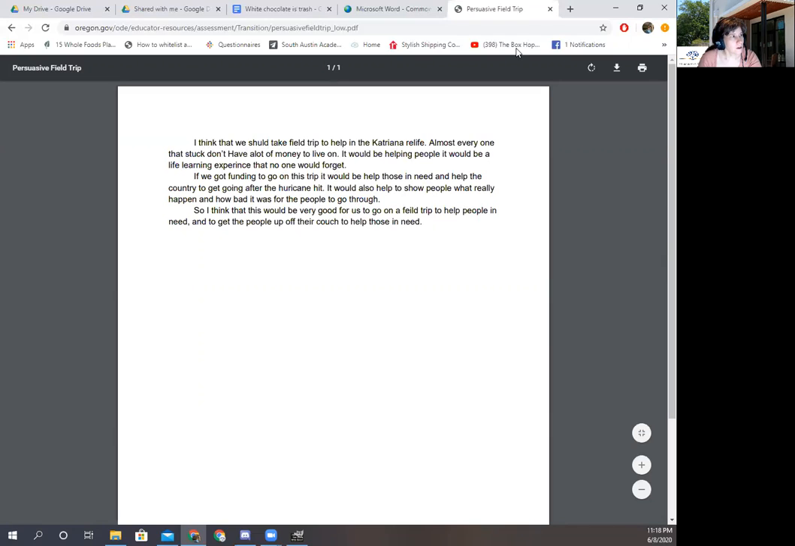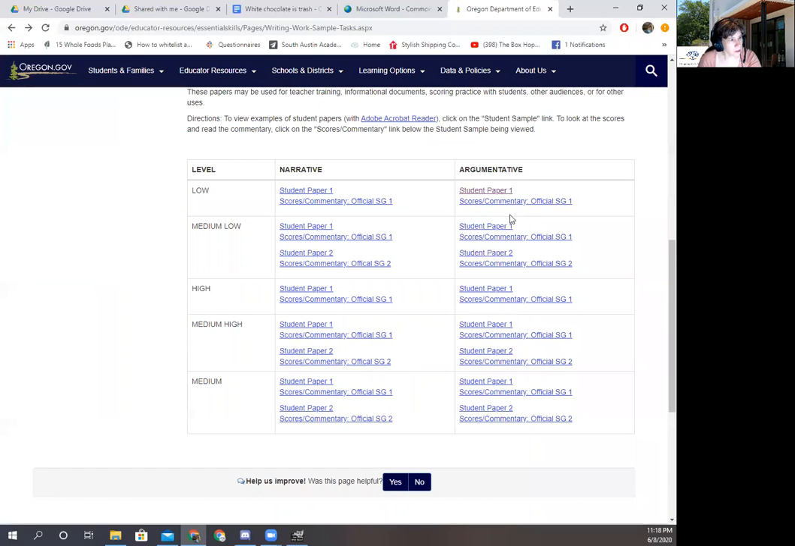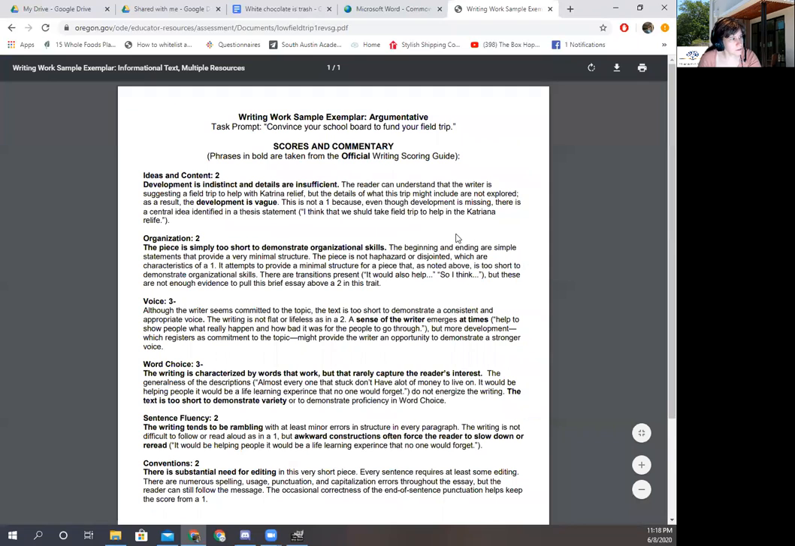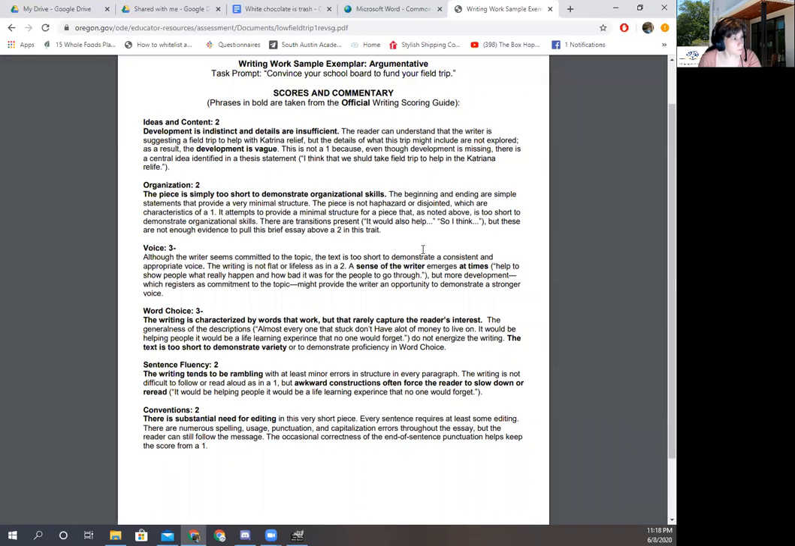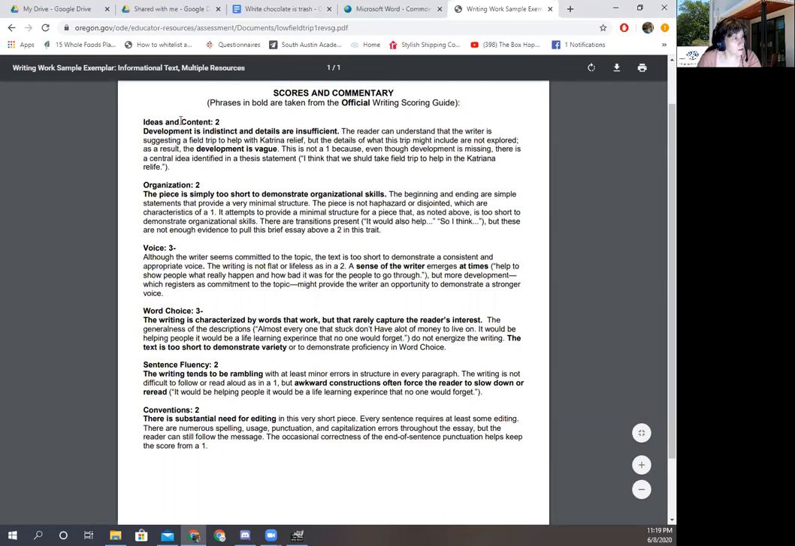If we go back here, it explains why the paper was scored low. You can read through this, and it's a good way to teach you how you should be looking at your own child's work at that particular grade level. They're talking about ideas and content. Are their ideas really developed? Are there a lot of examples? What's going on here?